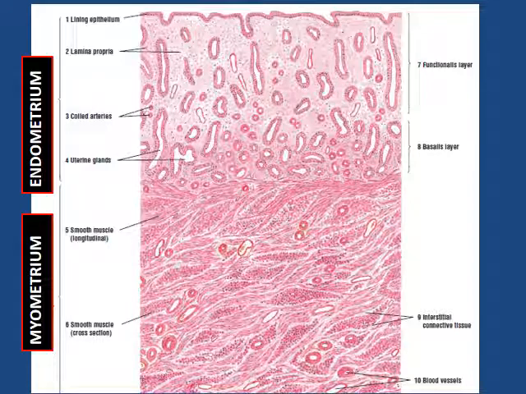In the picture you can see the endometrial layer and the myometrial layer. The myometrium consists of outer and inner layer of longitudinal fibers and middle layer of circular fibers.